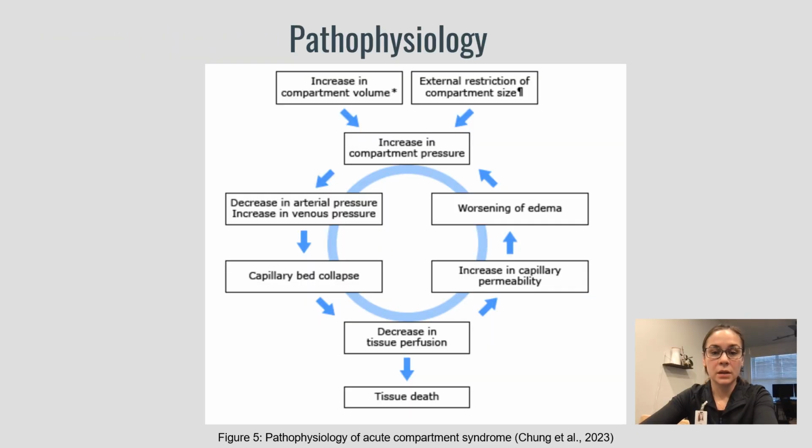The pathophysiology of compartment syndrome is a cycle that begins when there is an increase in compartment volume and external restriction of compartment size. This leads to an increase in compartment pressure, which decreases arterial pressure and increases venous pressure. This leads to capillary bed collapse, and there is a decrease in tissue perfusion. There's also an increase in capillary permeability and worsening edema, and this ultimately leads to tissue death.